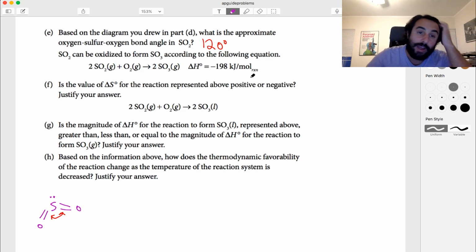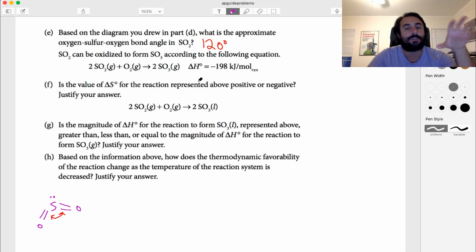So now SO2 can be oxidized to form SO3 according to the following equation. So we're going to react that with additional diatomic oxygen. We're going to get SO3. And here's the delta H associated with that reaction. So first of all, is the value of delta S for the reaction represented above positive or negative, and justify your answer? So we're talking about a change in entropy.